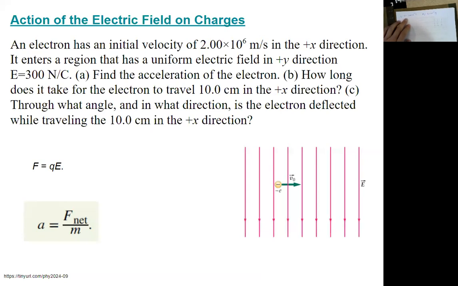Q is equal to the electron charge. E stands for electron charge, it's 1.6 times 10 to the negative 19. The mass of the electron is 9.11 times 10 to the negative 31. The E field is in this direction. The electron is now entering this field.